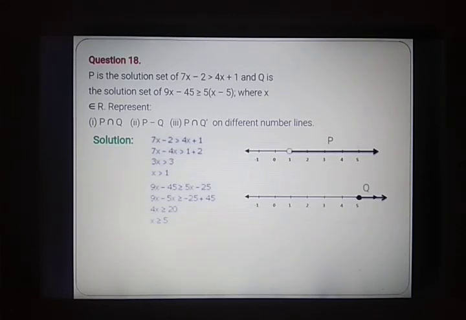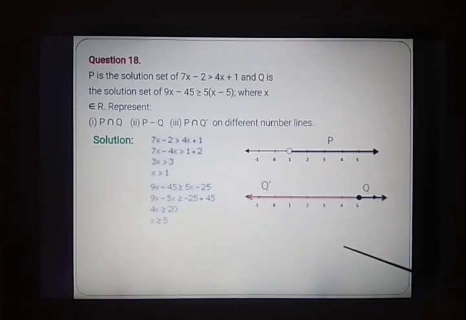Okay, let us see the last part. To see the last part, first we have to understand what is the meaning of this Q dash. Q dash means Q complement. Now we know that this is my Q, right? So apart from this shaded part, whatever is left, that is my Q complement. Please remember, apart from the bold part, whatever is left, that is my Q dash.